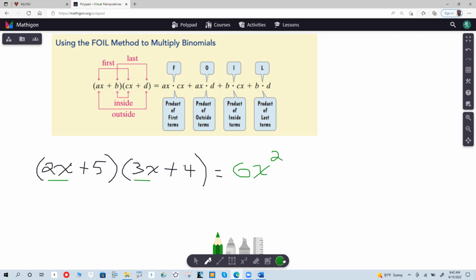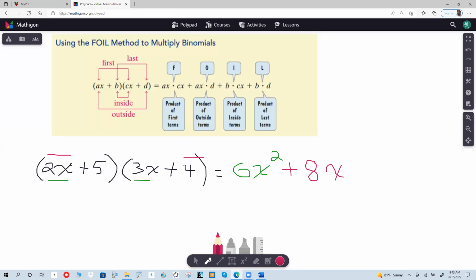Okay. And I'm going to label the outside terms red, or purple, pink, whatever you want to call it. First terms, outside terms. The red lines: 4 times 2x is 8x.